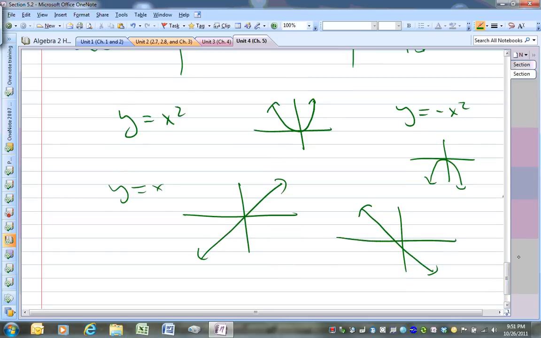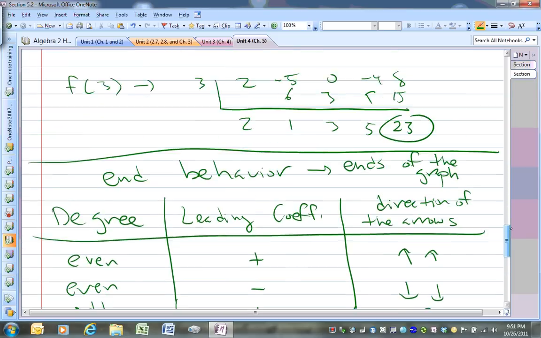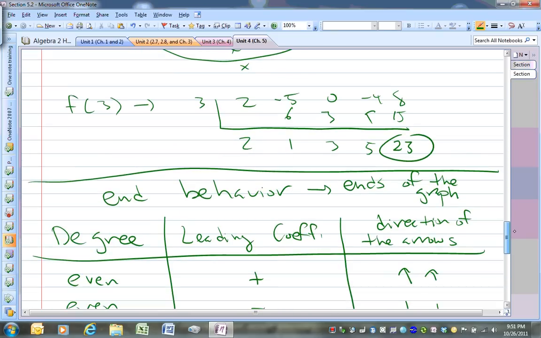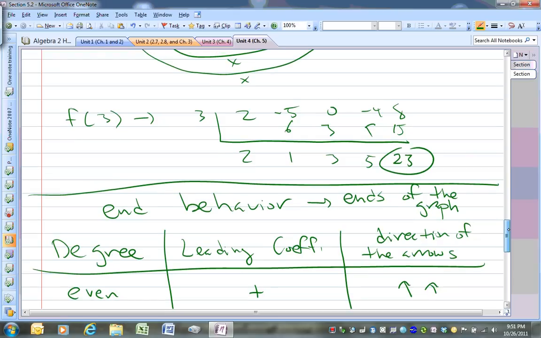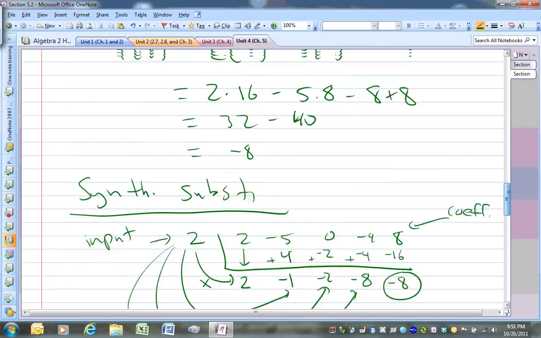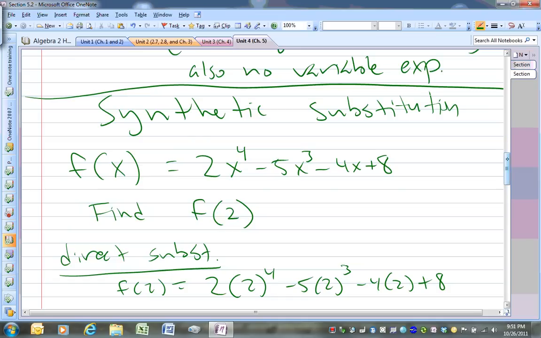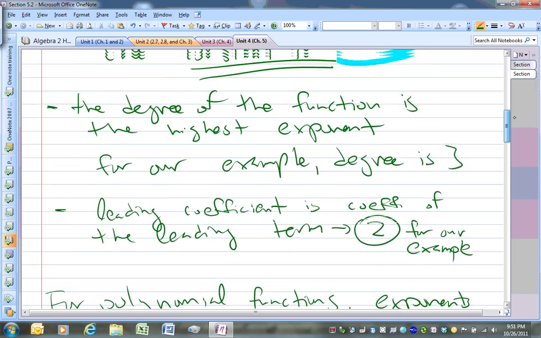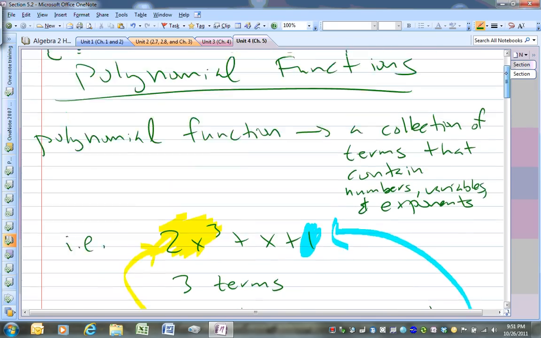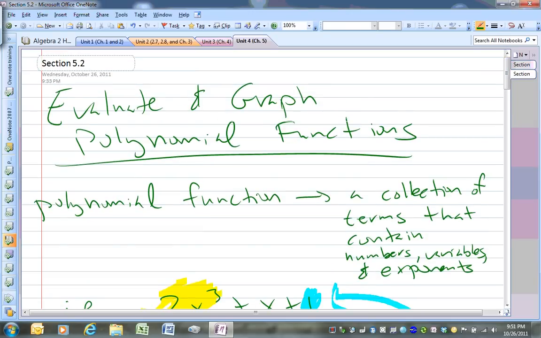So that covers end behavior, which we'll talk about in more detail when we actually do this stuff in class on Monday. Synthetic substitution. So I'll help you guys with that process when we do some examples of that on Monday. And then just some terminology with polynomial functions. So pretty comprehensive video. But again, we'll have a chance to practice all these concepts after the weekend.